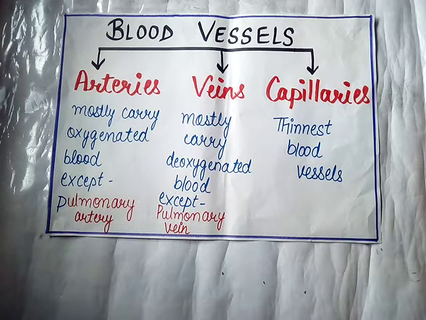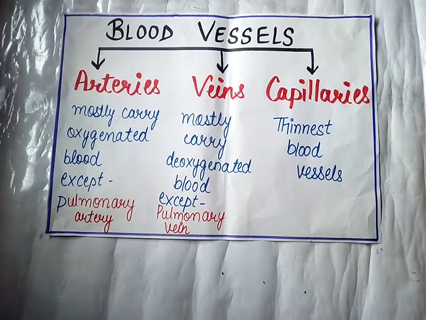They carry oxygenated blood, and a lot of blood loss occurs when arteries get damaged. Arteries have thick muscular walls because they have to carry pure blood to all parts of the body.